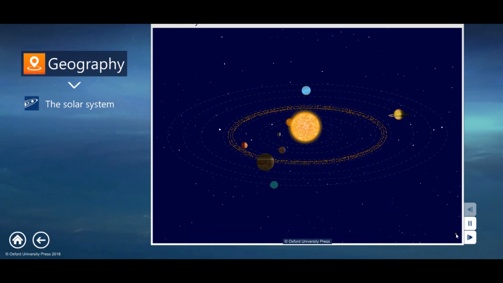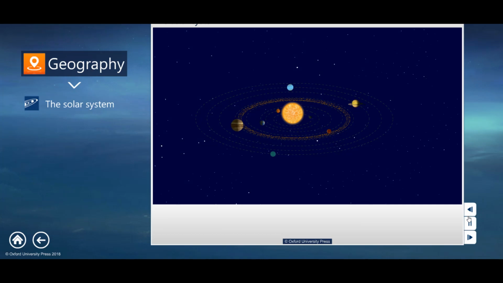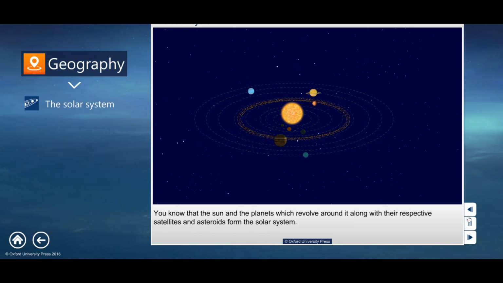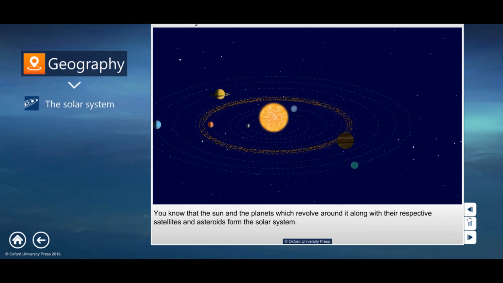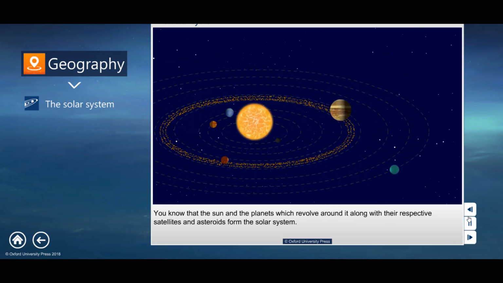The solar system. You know that the Sun and the planets which revolve around it, along with their respective satellites and asteroids, form the solar system.